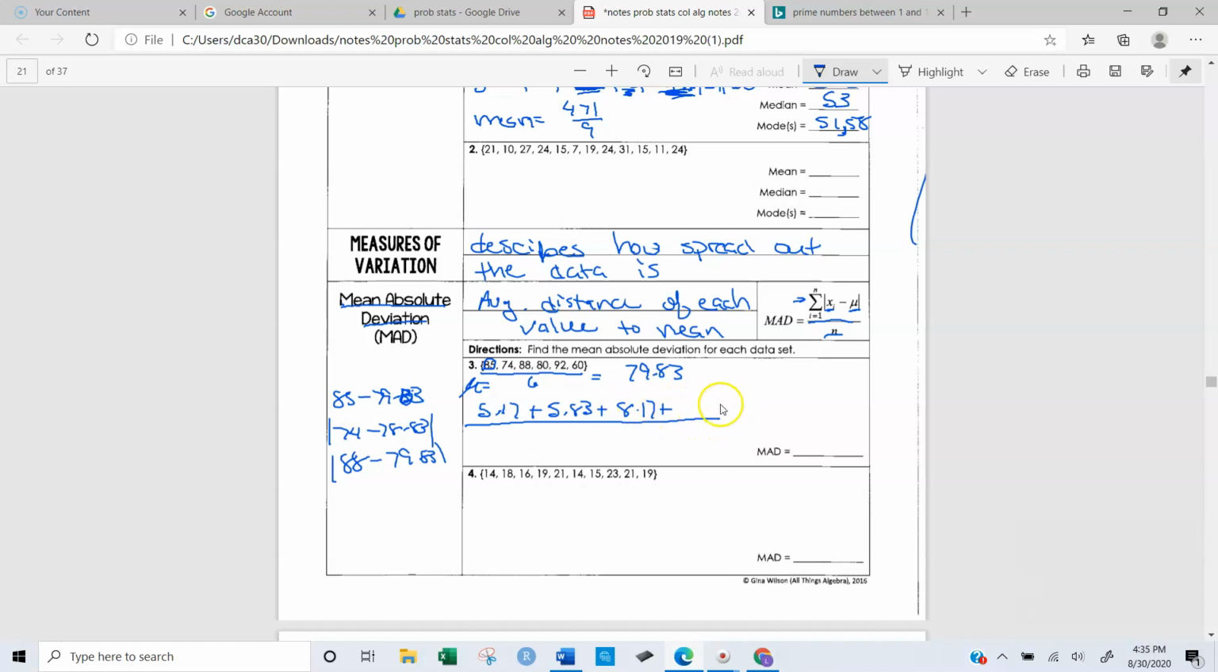Okay, pause and do the other 3. So 0.17, 12.17, 19.83. Add those up, divide by 6, and you should get 8.56, which is your mean absolute deviation. All right, I'm not going to do yours, but I would like you to try. I will give you the answer though. You should have come up with 2.6. See how you do.